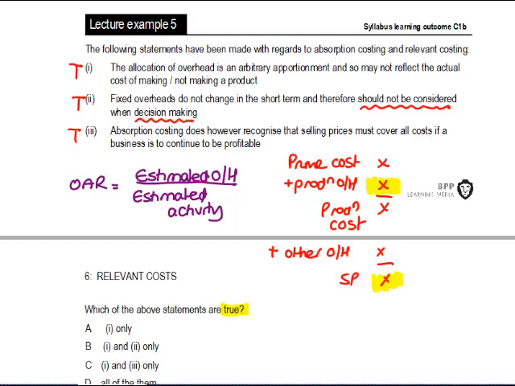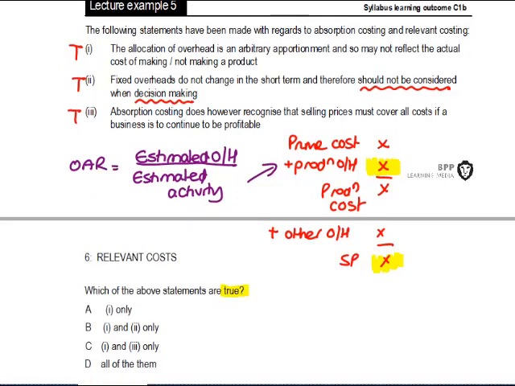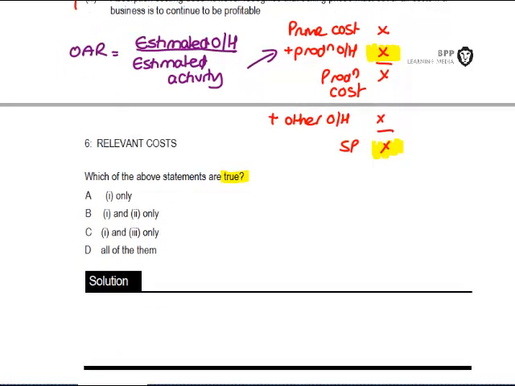So at the start of the year, we estimate what the overhead absorption rate should be based on what we think the overall overhead cost is going to be, and also the estimated level of activity, whether that be labour hours or units. So our actual recovery of overhead costs is only going to be a full recovery if we hit that estimated level of activity, and if the estimated overhead does turn out to be somewhere in the region of what the actual overhead is. So if we just look at the options that we've been given, the answer to this question is going to be answer D. All of them are true.